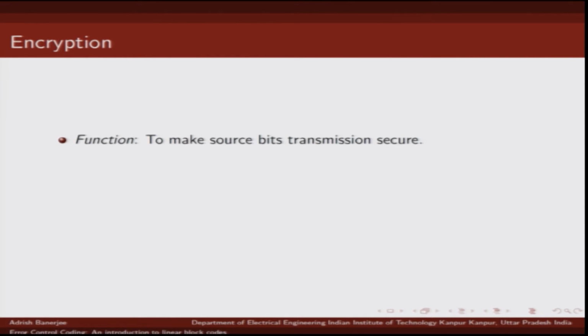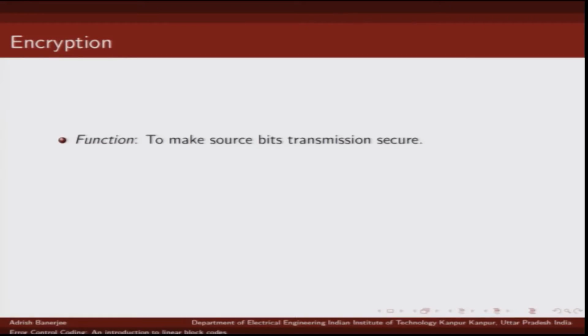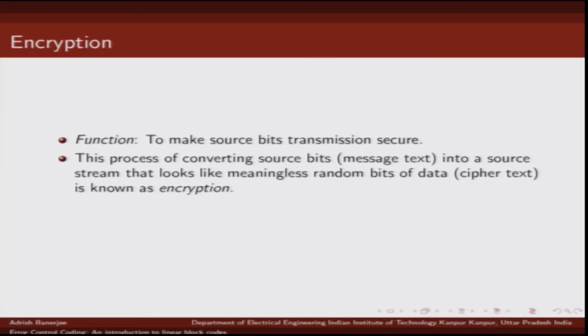The next block was encryption, and the objective of encryption is to make the data or the bits secure, so that unwanted users should not be able to find out what has been transmitted. In this encryption process, we convert our source bits into what we call ciphertext.